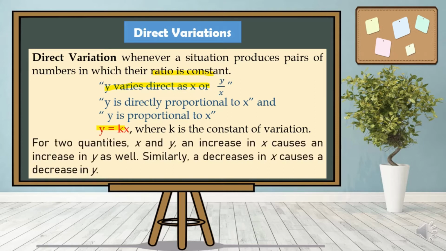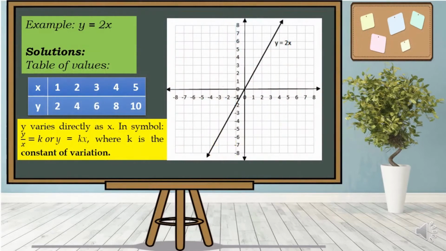For two quantities, x and y, an increase in x causes an increase in y as well. Similarly, a decrease in x causes a decrease in y. For example, y = 2x.